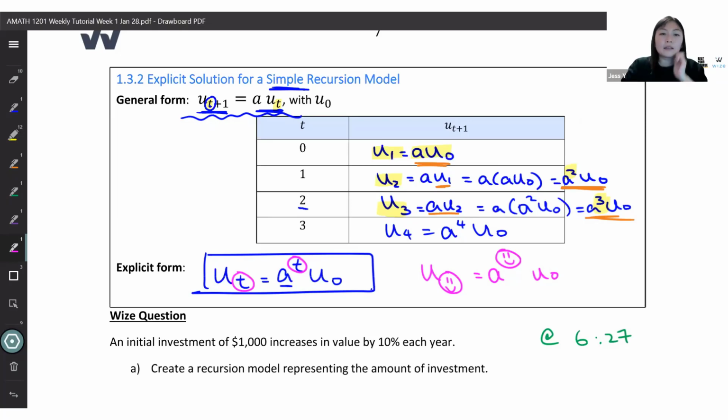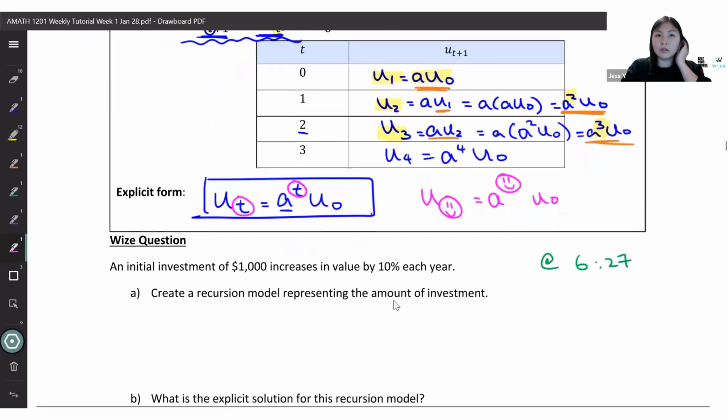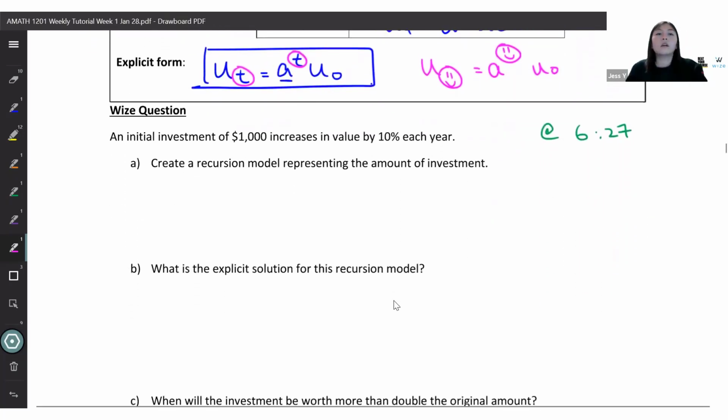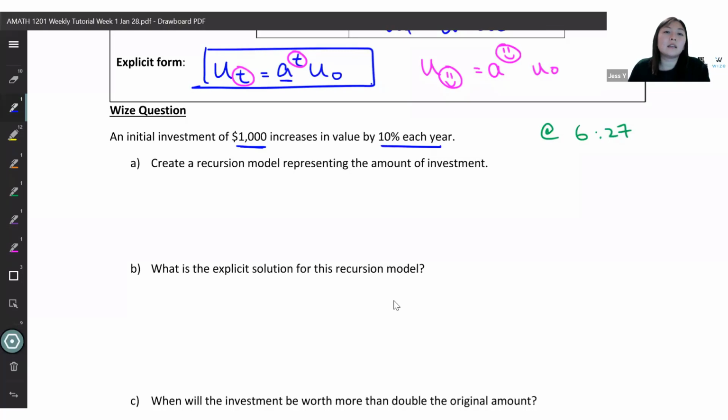All right, let's look at some questions that they can ask you using the simple form. So we have an investment. So we want to grow our money. An initial investment of $1,000, they're telling us that it increases in value by 10% each year. So it's growing here. So our A value or lambda value should be greater than 1. We know that, right? So we want to create a recursion model, represent the amount of investment.